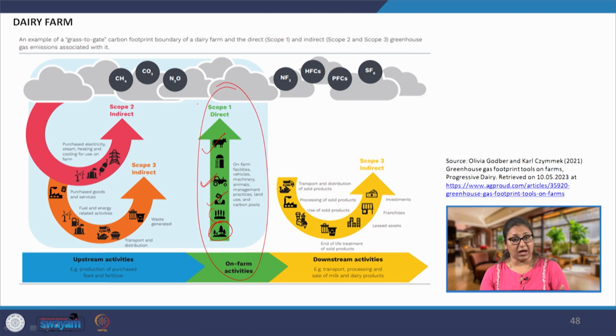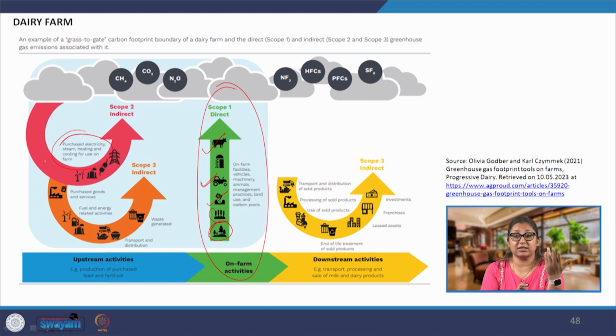Now, looking at the upstream activities. The activities which contribute towards the creation of the product is what we are calling upstream. Here, the simple scope 2, which we have understood in other cases also, is purchased electricity, steam, heating and cooling for use on the farm. So, there might be a cold storage. They might be cooling the cold storage using electricity, or they might be purchasing heating or cooling depending upon the climate where it is situated.